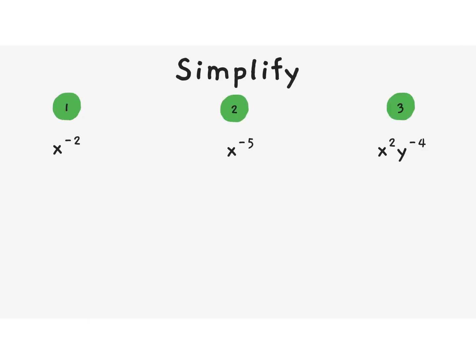All right, I would pause this and I would encourage you to give these a try and come back and check. So x to the power of negative 2, you make a fraction with 1 in the top, x in the bottom, move the variable down, and it becomes positive. X to the negative 5, 1 over x to the power of positive 5.